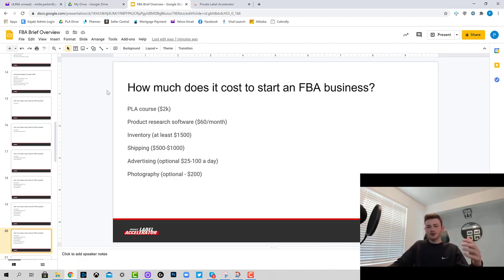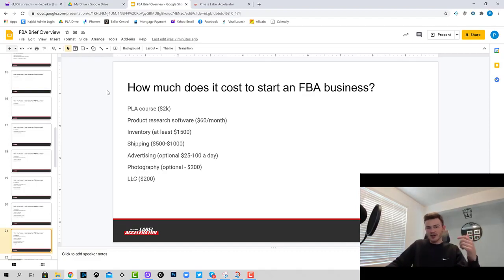Photography is optional. You can take pictures of your product yourself, or you can pay someone else to do it through the Private Label Accelerator Program, and that's typically $200. And then to create an LLC, which is also critical, it's not 100% mandatory though, but through the Private Label Accelerator Program, we do have a partnership with a company based out of Utah that will do your LLC for you, get it all set up for $200.